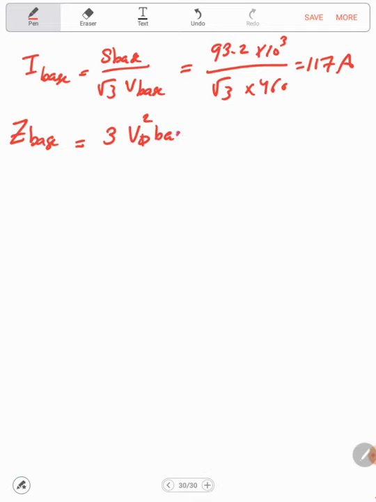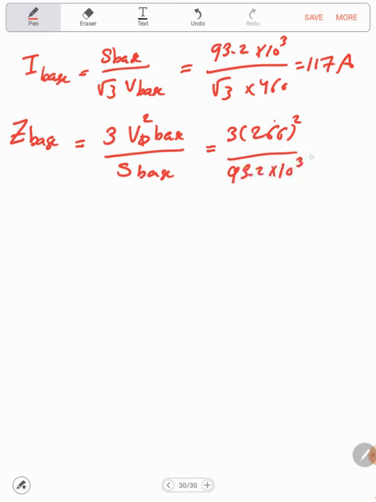So now we can calculate the base for the impedance, which will equal 3 V phase base squared over S base, and this will equal 3 multiplied by 266 squared over the S base, which is 93.2 kilovolt amp. So this will equal 2.278 ohm.